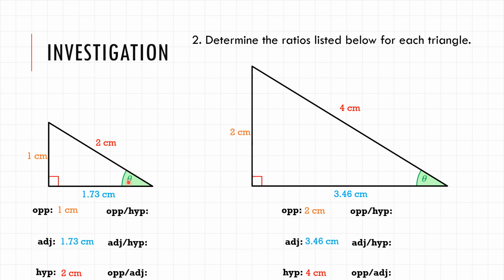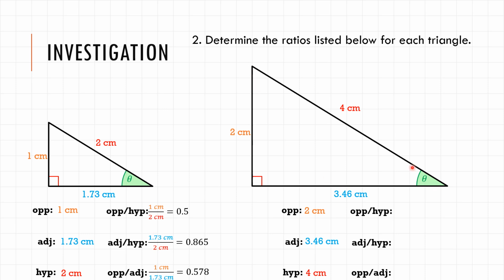Okay, so hopefully you were able to take the opposite, which is 1, divided by the hypotenuse, which is 2, and 1 divided by 2 is 0.5. Adjacent divided by hypotenuse, 1.73 divided by 2 is about 0.865. And opposite over adjacent, 1 divided by 1.73 is about 0.578.